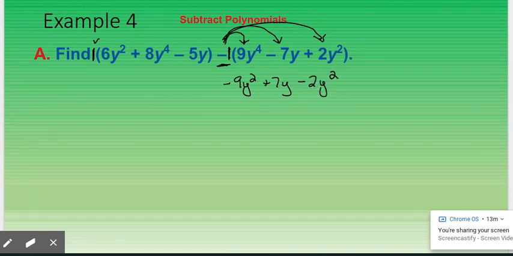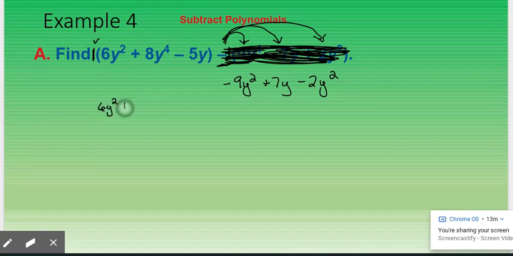And then what I like to do once I'm done with that, because I don't want to accidentally use these, is I scratch this off. Okay, and now let's combine our like terms. Y squareds, I have a 6y squared and a negative 9y squared.